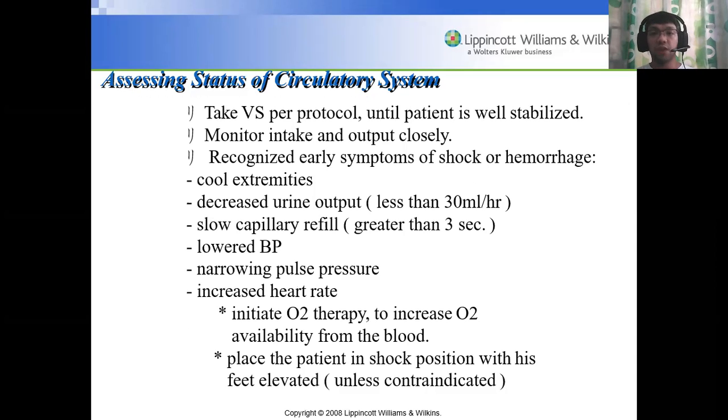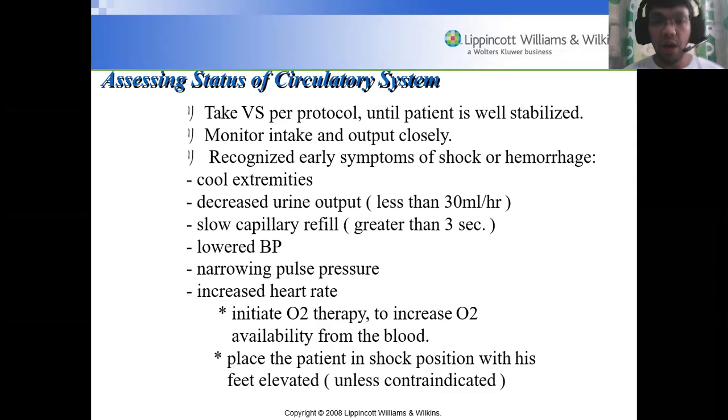Assessing the status of the circulatory system. Take vital signs per protocol until the patient is well stabilized. It depends on the hospital whether it is done every 15 minutes or every 30 minutes. It really depends on the institution. In the local hospitals here, once the patient is in the recovery room, we monitor the vital signs every 15 minutes, together with the intake and output.